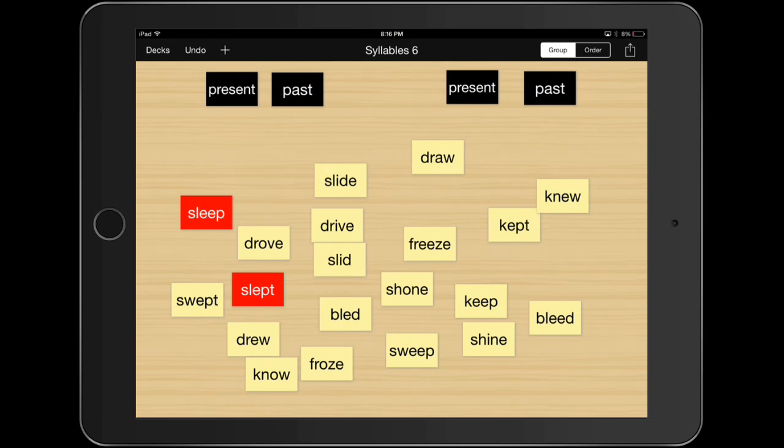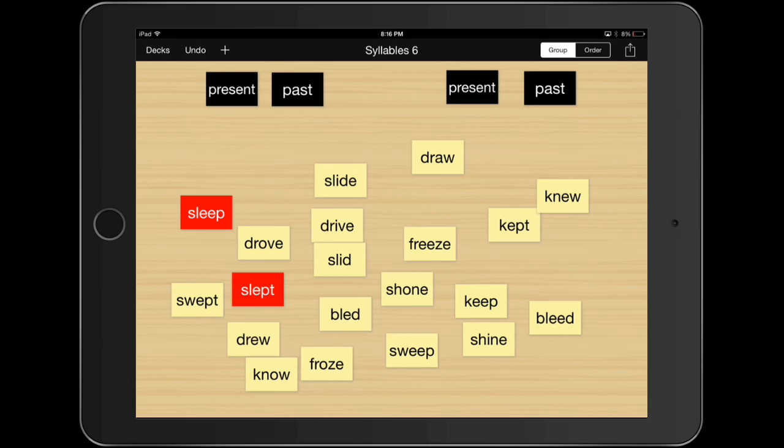Okay, so this sort is all about verb tenses, present tense verbs, and past tense verbs. We've been talking a lot about how typically you add ed to a verb to change it to the past tense. However, this week you're going to see that that's not always the case. In the English language, there are many situations where we have verbs that are in the past tense, but you do not need to add ed. These are called irregular verbs.